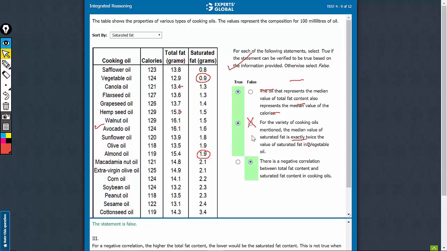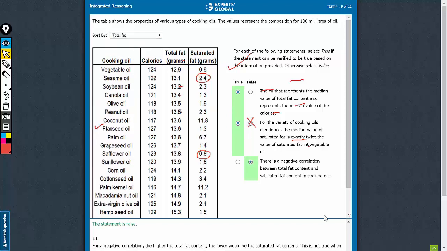Let's look at the third statement now. This talks about total fat content. So let's sort it by total fat content and see what we get. Negative correlation between total fat content and saturated fat. So total fat content is increasing here. It's sorted by total fat.